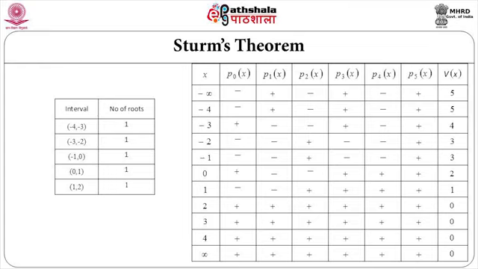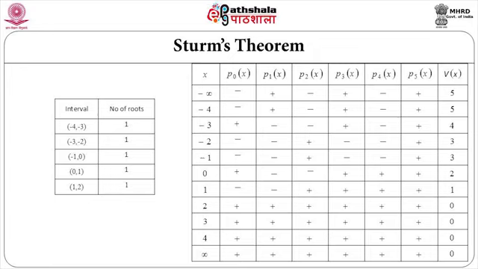Minus 3 to minus 2: if we look again, the difference v minus 3 minus v minus 2 is given by 4 minus 3, so the difference is 1. Between minus 2 and minus 1, the difference is 3 minus 3, which is 0, so no root lies in the interval minus 2 to minus 1. Between minus 1 and 0, 3 minus 2, the difference is 1, so one root has to lie between minus 1 and 0. Similarly, 0 to 1, 2 minus 1, the difference is 1, so one root lies between 0 and 1, and 1 to 2 the difference is again 1.